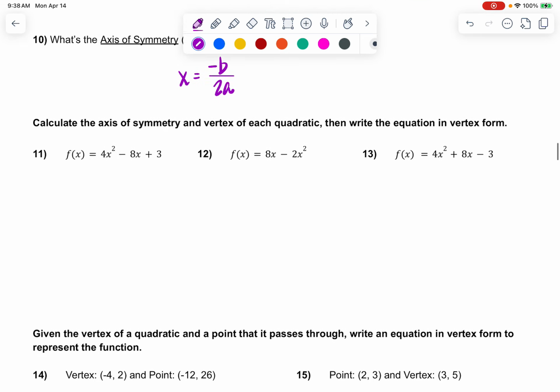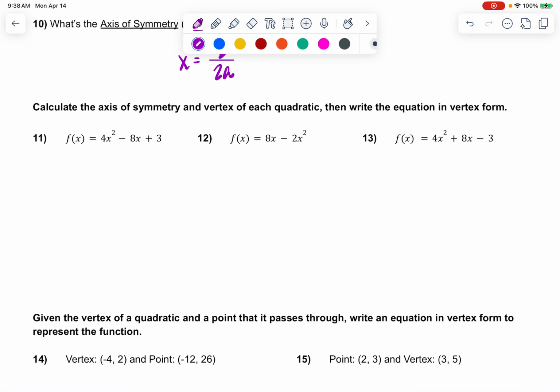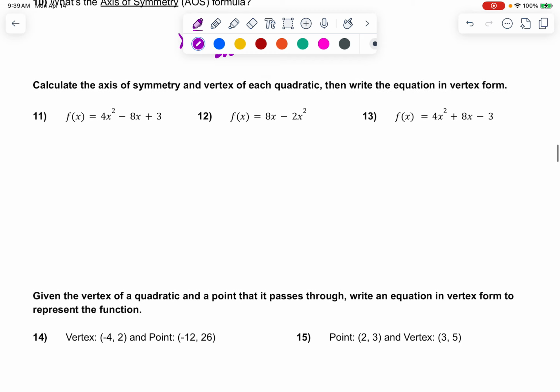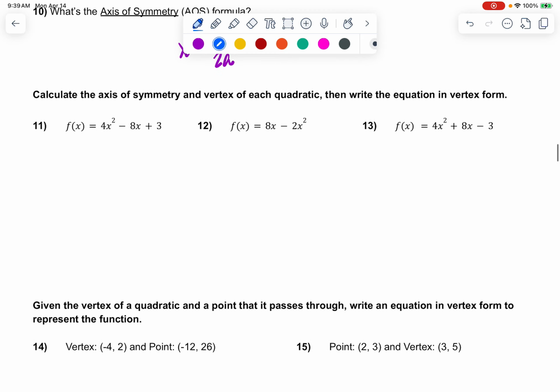Okay. All right, so we're going to get some practice. I know I already did one kind of by hand in the previous problem, but now we're going to do all of this by hand. So it says calculate the axis of symmetry and the vertex. And then once you have that done, write the equation in vertex form, because all of these are in standard form right now, right? So remember when we did this in class, when we go back and forth between standard form and vertex form and vice versa, okay?